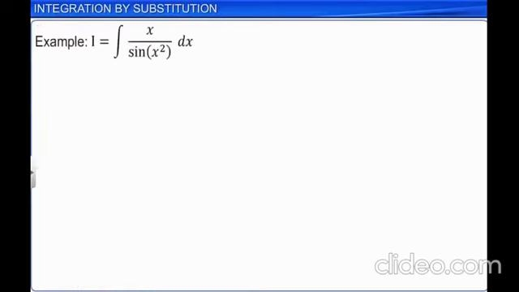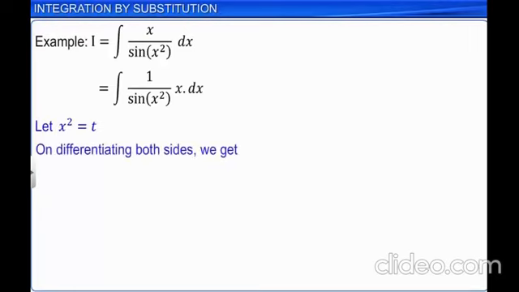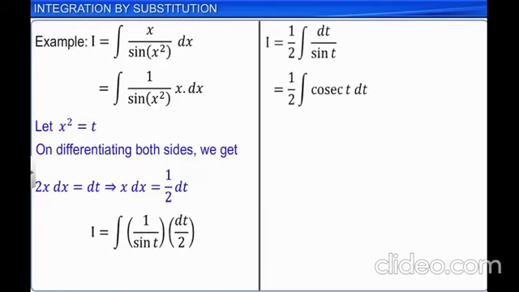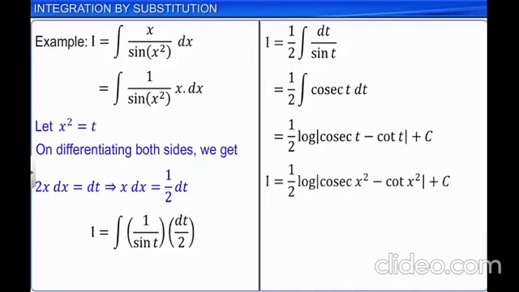Let us consider few more examples. In this integral, we have the sine function in the denominator. The integrand can be rearranged as shown. Let us now suppose x square is equal to t. This implies that x dx is equal to dt by 2. Using this substitution, the integral in terms of t takes the form as shown. This is equal to 1 upon 2 integral of cosecant t dt. On integrating, we get 1 upon 2 log of mod cosecant t minus cot t plus c. Finally, replacing t by x square, we get 1 upon 2 log mod cosecant x square minus cot x square.